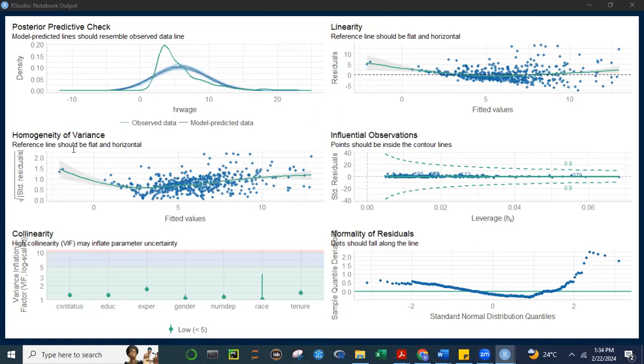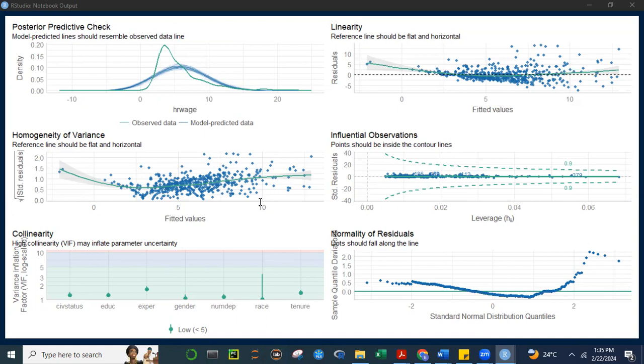All right, then for the others, for example, linearity: the reference line should be flat and horizontal. You can see here, this is a plot of your fitted values and your residuals. Yung reference line natin, at the onset, hindi siya flat, no? Dito, mas nagiging flat siya. Pero pagdating dito sa higher values ng fitted values, hindi na naman siya flat. Okay, this is already part of your diagnostics.